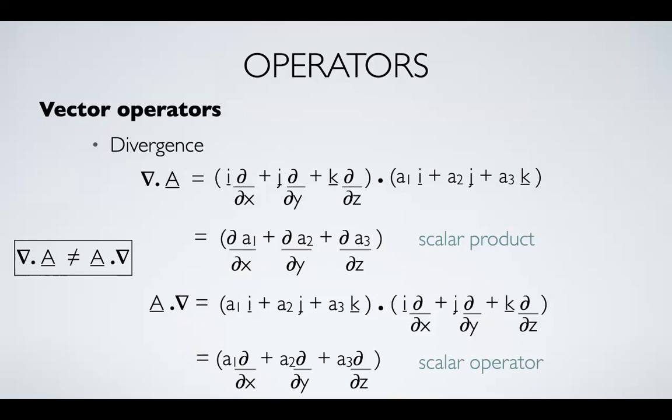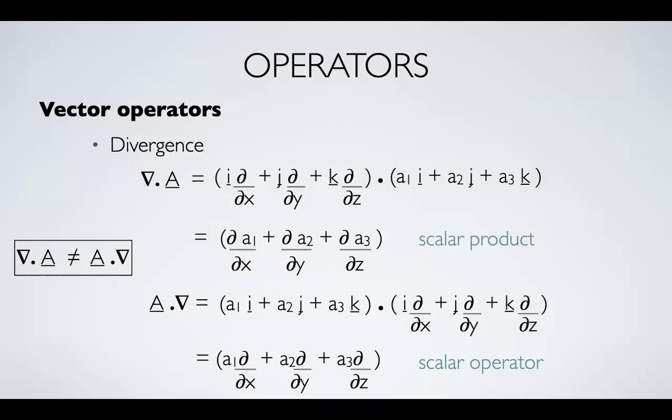And you can see here that the product of the first one is actually a scalar product, right? Because it's dA1 by dx plus dA2 by dy, something like that. But A dot del is going to be a scalar operator. It's not a product, it's an operator. You can see here that A1 d by dx. So the whole term here is actually an operator, okay?